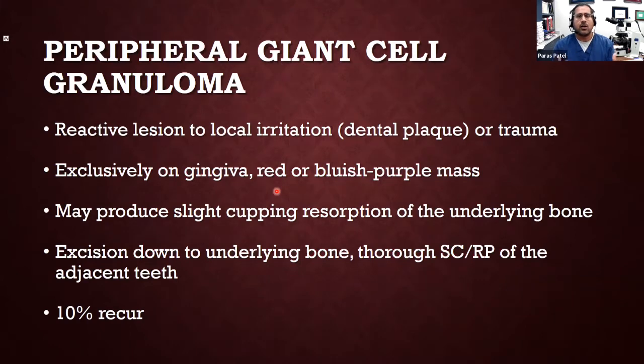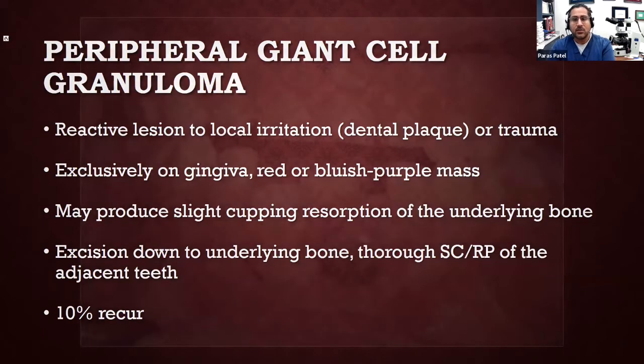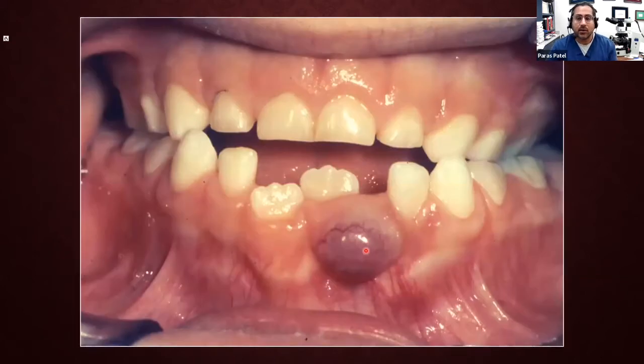There are a lot of red blood cells extravasated into the stroma that give it that vascular hue. It may cause some slight cupping resorption of the underlying bone, and typically excision down to the underlying bone with thorough scaling and root planing is going to be adequate as a curative procedure. However, some of these do have a tendency to recur, and the recurrence rate is about 10%. So eliminating local factors is clearly going to reduce the chance of recurrence.